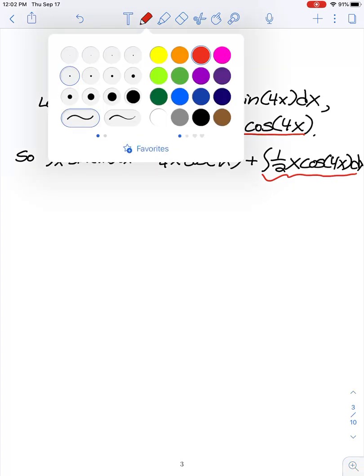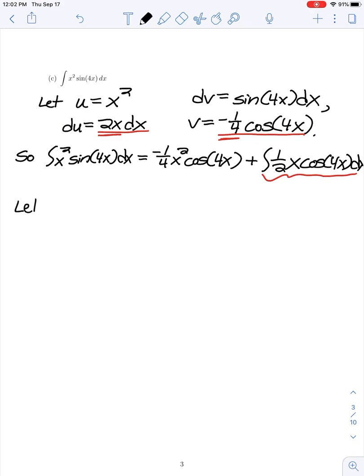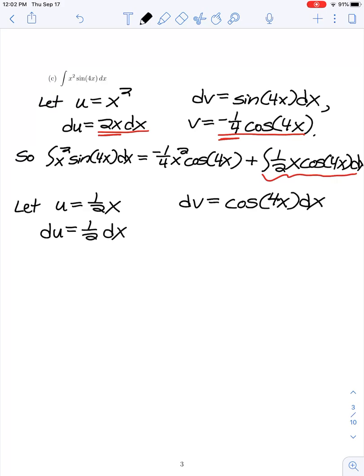So for this new integral, let's make another choice for u and dv. I'm going to let u be my 1/2 x factor, in which case dv is everything else. That is cosine of 4x dx. So du is then 1/2 dx, and v would be 1/4 sine of 4x.